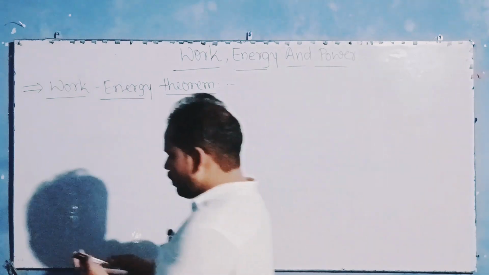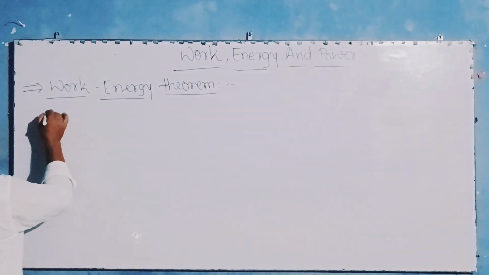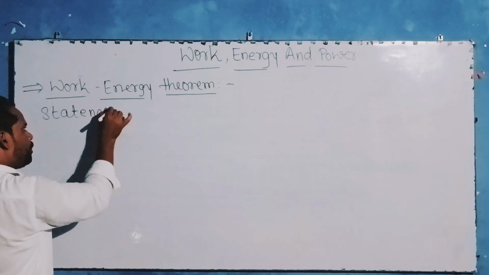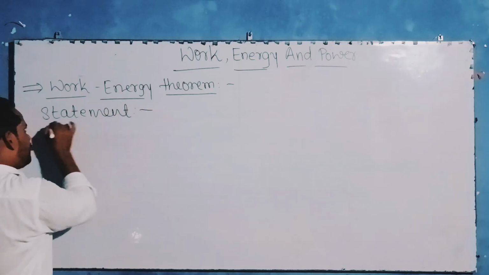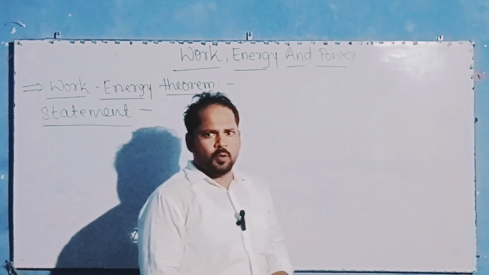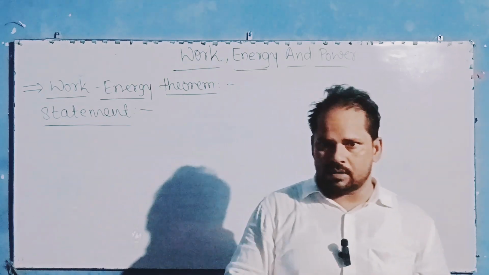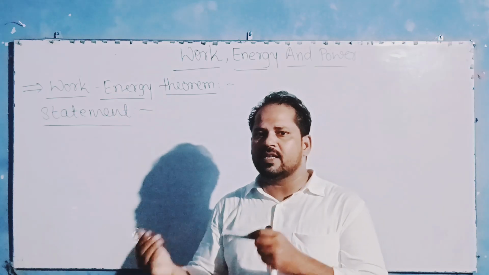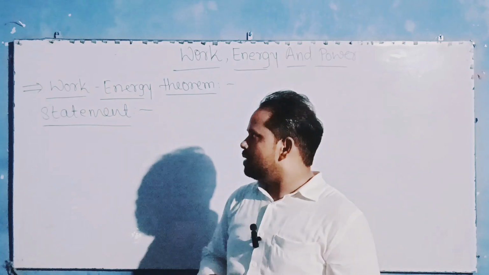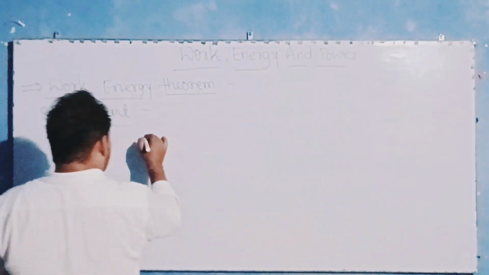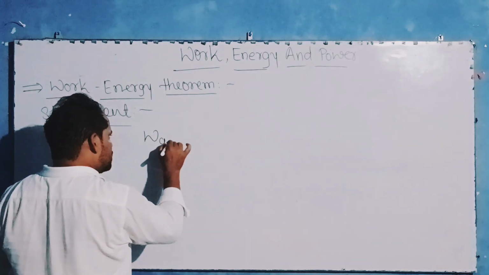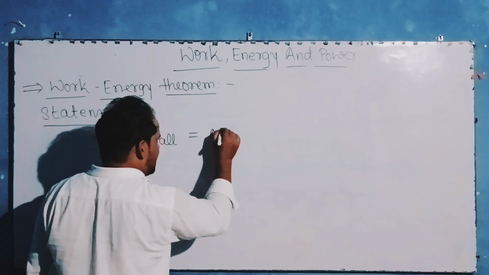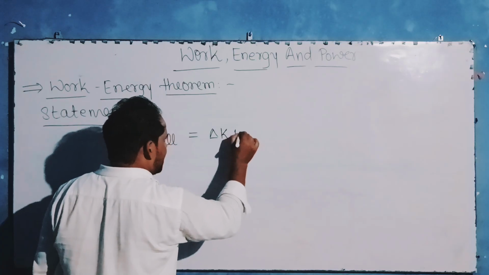First of all, I am going to explain the statement of the work energy theorem. The statement tells that the work done by all the forces is equal to the change in kinetic energy of the body. Means work done by all the forces is equal to delta KE, the change in kinetic energy.